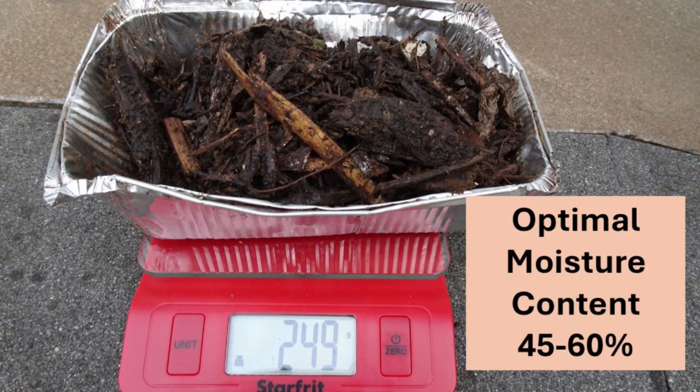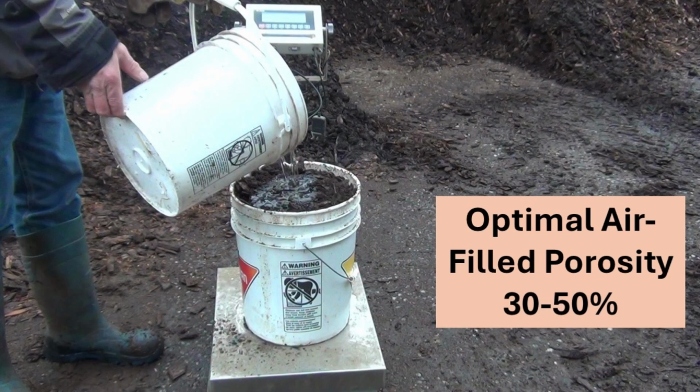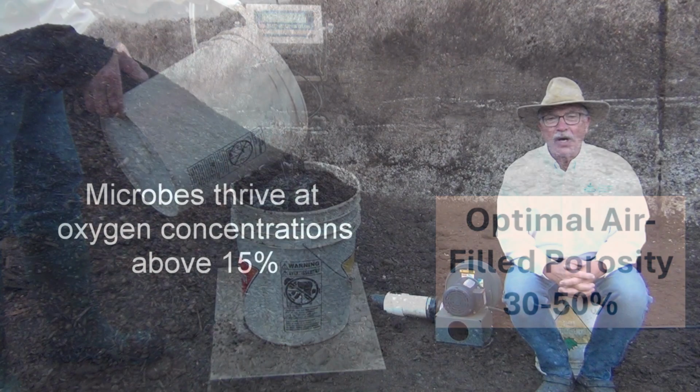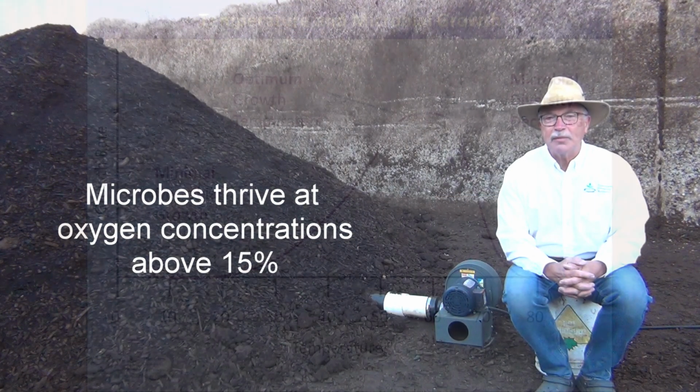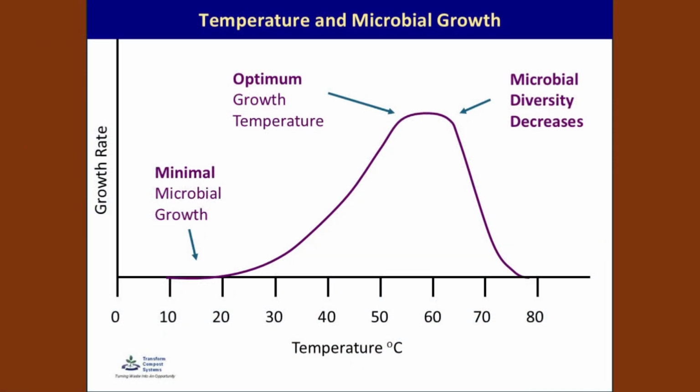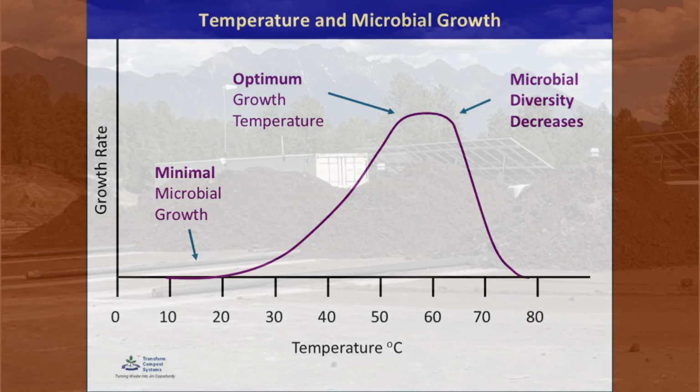We learn to measure air-filled porosity. We learn that the optimal microbes for composting thrive at oxygen concentrations greater than 15%. We learn that microbial activity increases logarithmically with temperature, and we begin to lose microbial diversity above 65 Celsius.